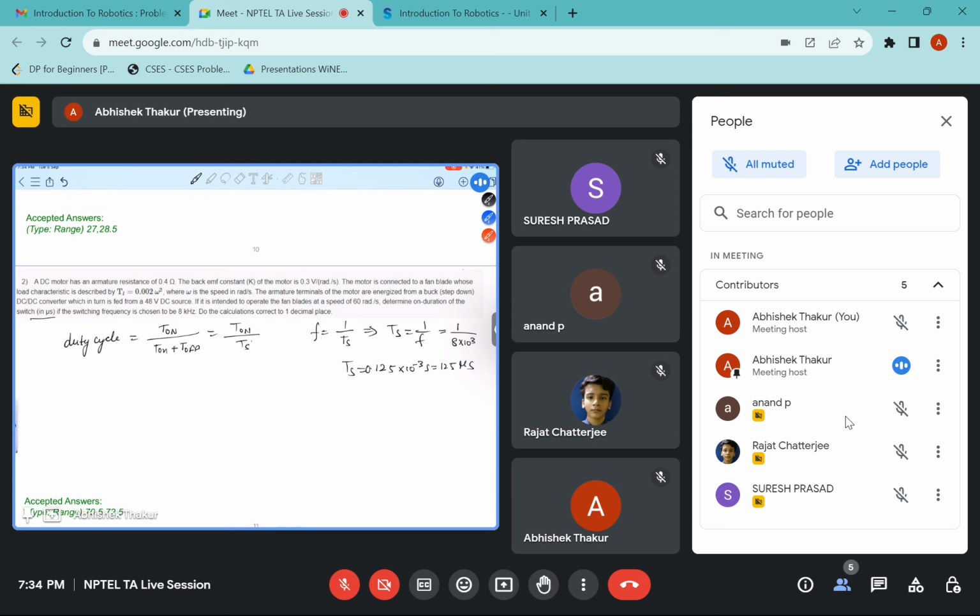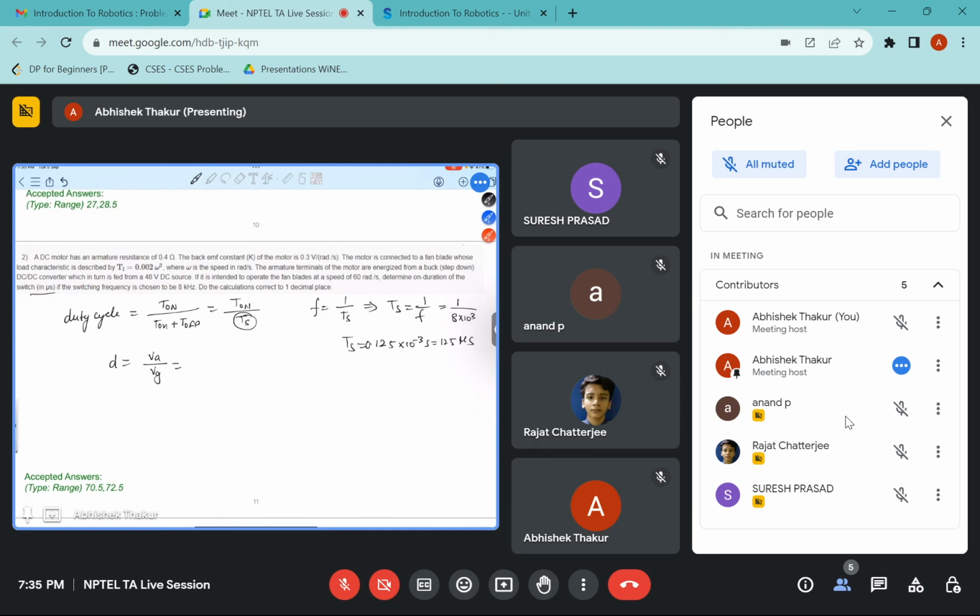So we have got this TS. Now we have to find the duty cycle D. D can also be found using VA divided by VG. In the last question we calculated the armature input voltage. In this question VG is given, that is the 48 volt DC source. Here we have found VA, that is 27.6. So this will be around 27.6 divided by 48, so it will be 0.57.